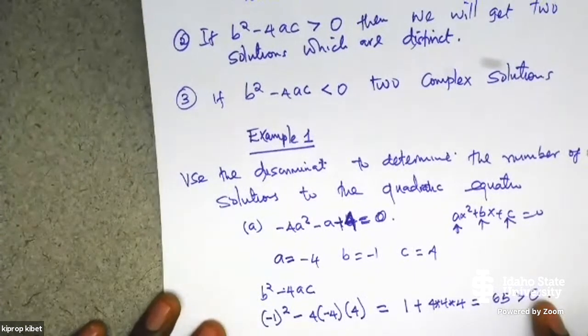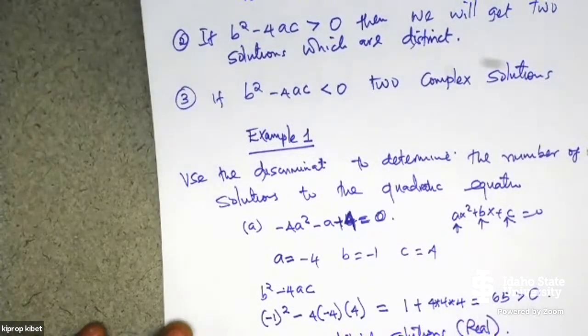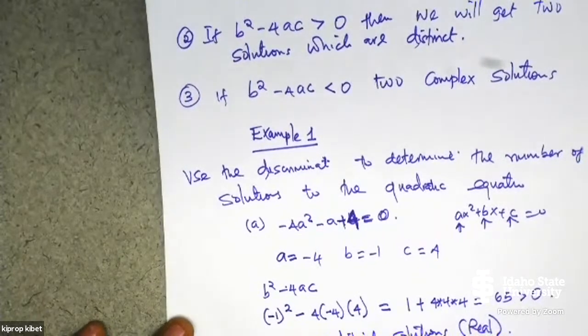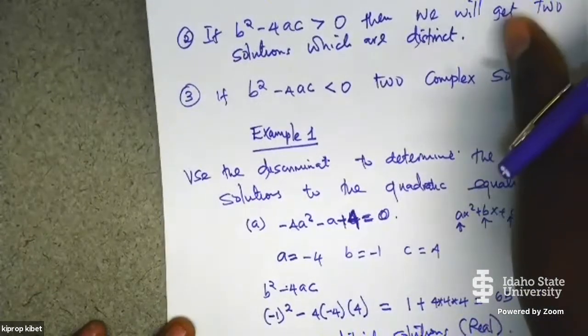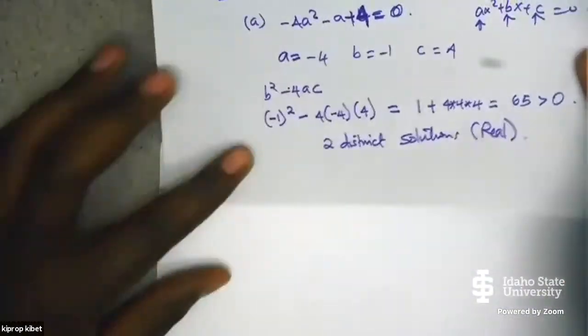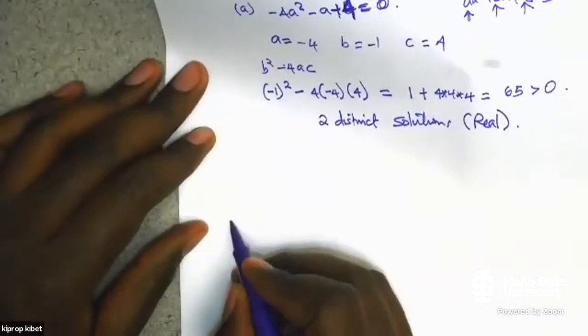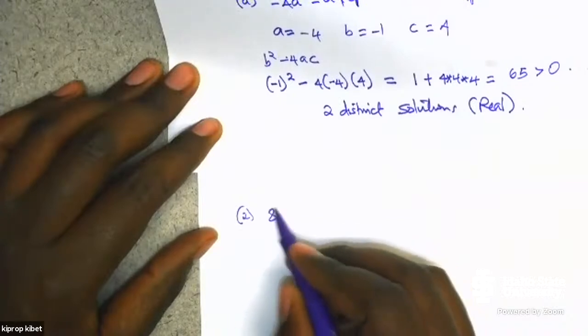So therefore, this means there are two distinct solutions, which are real. They are not complex. They are real solutions. Any questions on this? Okay, number 2, use the same way to determine the number of solutions here.